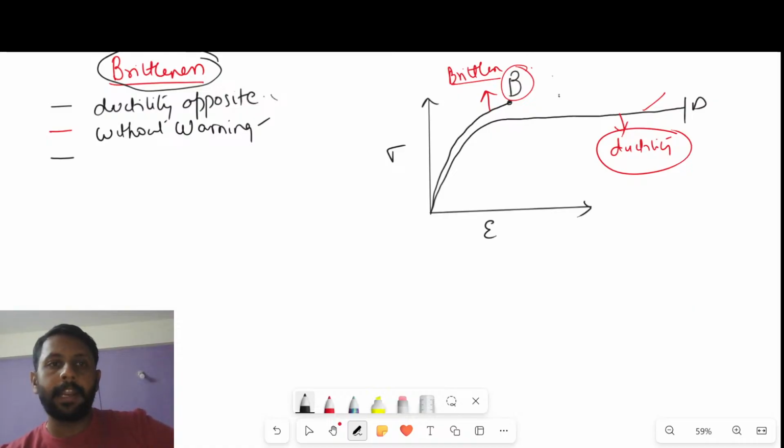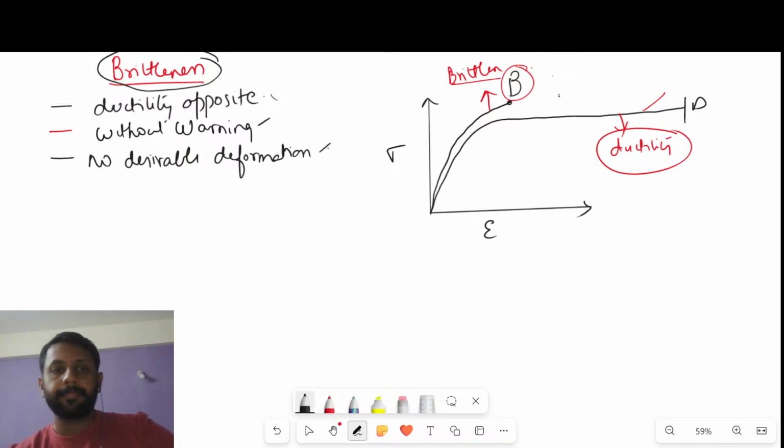You will not see any desirable deformation. Before failure you will not see any kind of deformation. You still feel that okay, everything is fine, the situation is in our control only. But actually the situation is not in our control, it will fail. Okay, that is brittleness. I hope all of you understood with respect to the graph also.